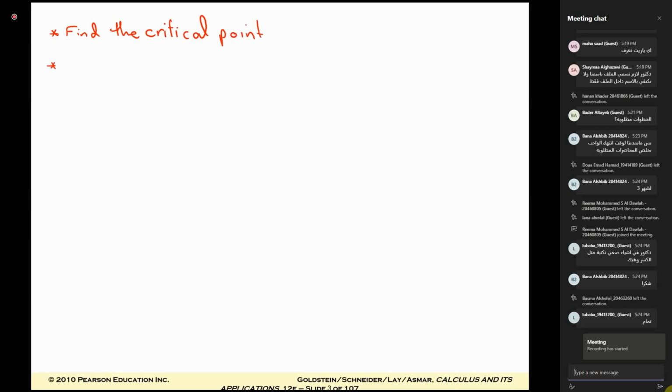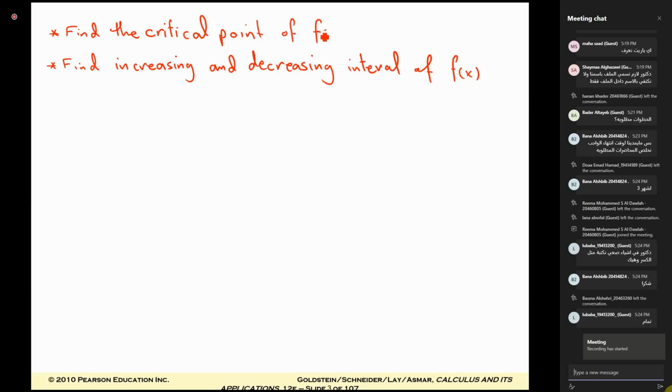Also, we must find the increasing and decreasing interval of f of x. Also here, f of x is any function.